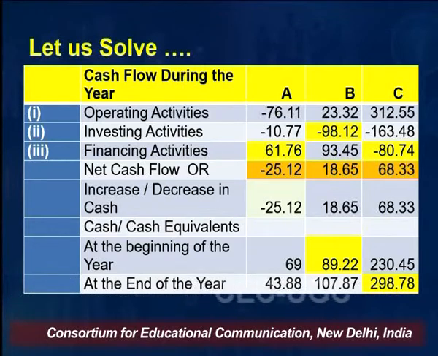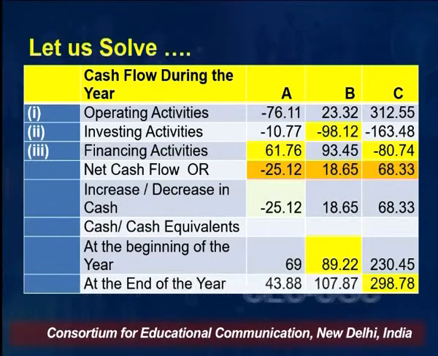Because the remaining two values were positive and the answer was quite less, the positive value of net cash flow for company B was 18.65 only, which means that the third value must be negative. That is why it has reduced the value of operating and financing activities clubbed together. So this is the way we have done the calculation for company B.